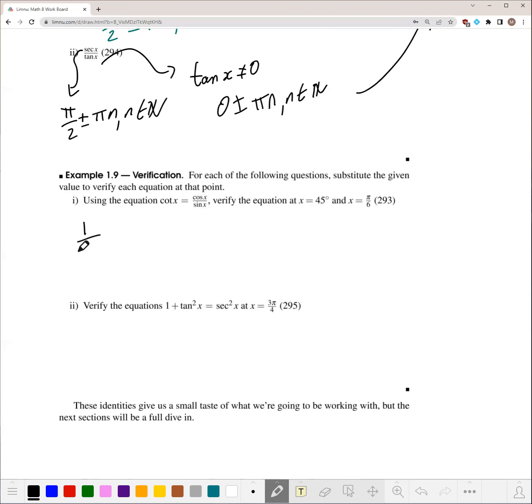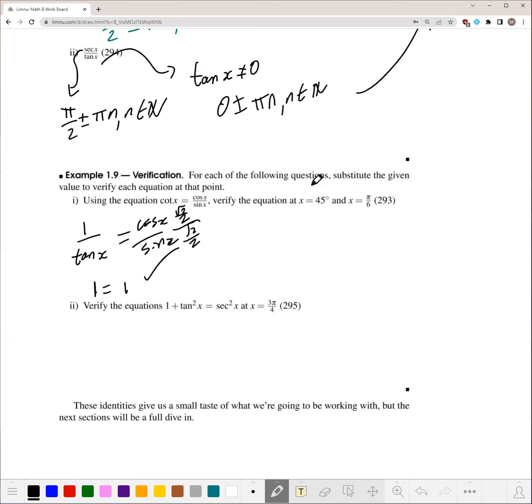Actually, maybe I'll rewrite this a little first. So cotangent x is tan x as a reciprocal, and this is equal to, at 45 degrees, 1 over 1. Well, let's write the whole thing first. So there we go. At 45 degrees, tangent is a ratio of 1, so this is going to be 1 on this side. And at 45 degrees, cosine x is root 2 over 2, divided by, again, root 2 over 2. That cancels out to be 1, so that does verify.